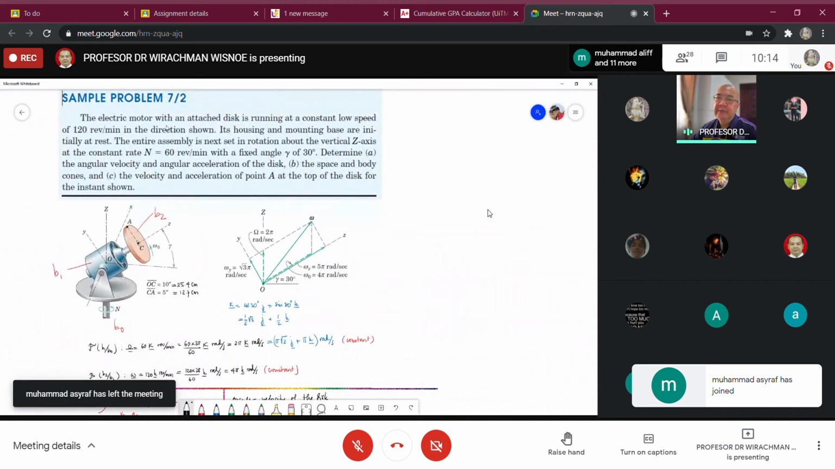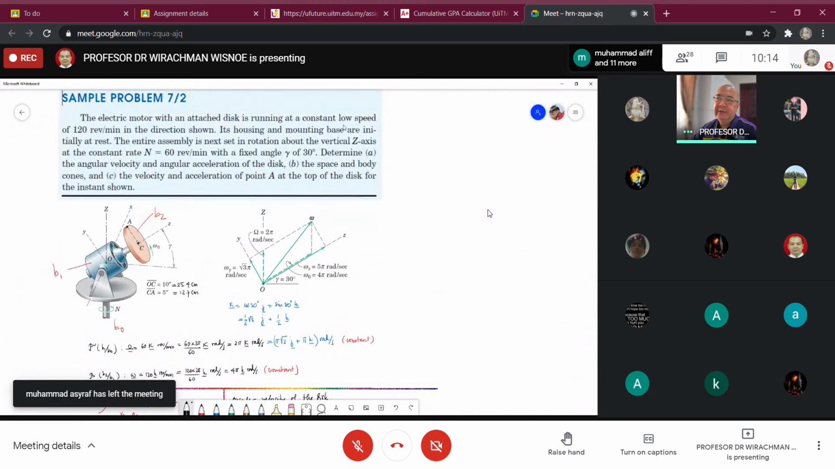The electric motor with an attached disc is running at a constant low speed of 120 revolutions per minute in the direction shown. Its housing and mounting base are initially at rest. The entire assembly is next set in rotation about the vertical Z-axis at the constant rate of N, 60 revolutions per minute, with a fixed angle gamma of 30 degrees.